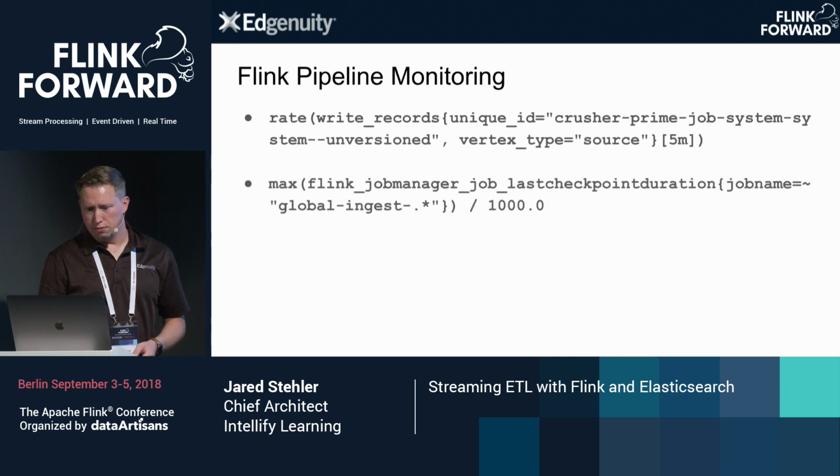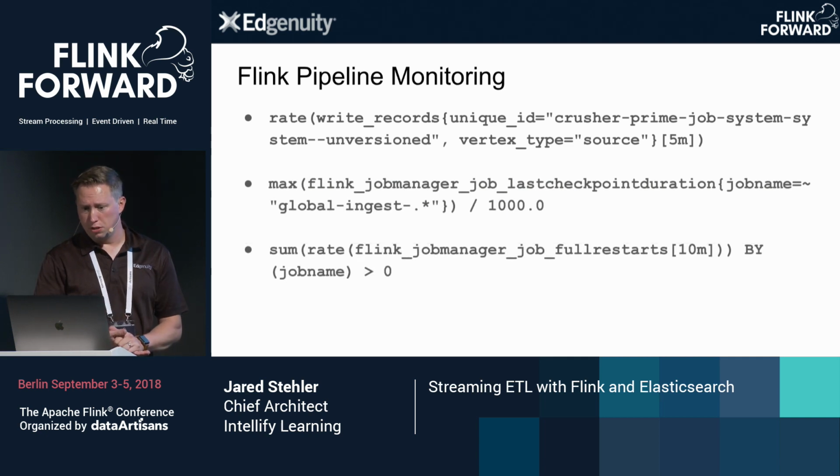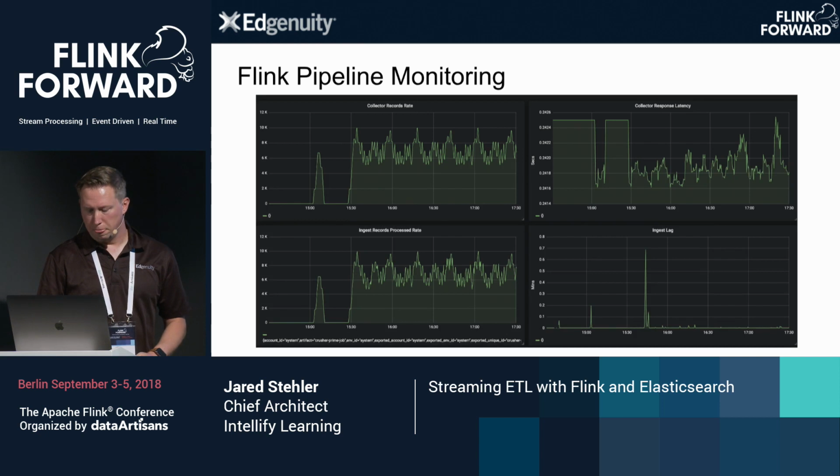Here are 3 examples of Prometheus queries that I like to use to monitor things. Ingest rate, last checkpoint duration, and then an interesting one is full restarts. If a job restarts, and usually that happens because a task manager ran out of memory or it lost Kafka connectivity or whatever, when you go to look at it, it'll still be running, but it has restarted, which means there's usually something that'll appear in the exception tab for you to look at. And we have these on Grafana, so it allows me to see right off if our collection rate and our ingest rate are matching up or if we're going to fall behind.